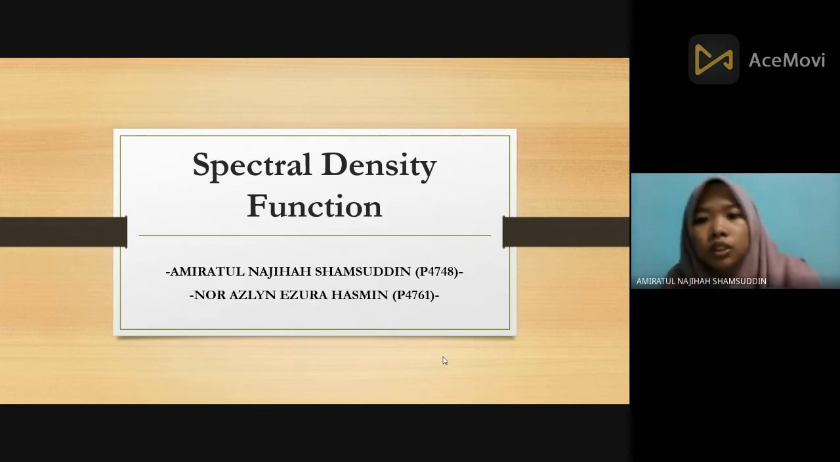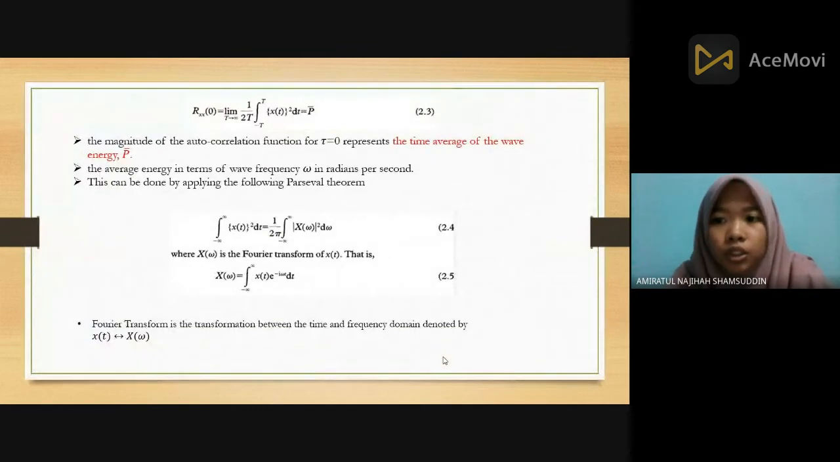So, the spectral density function is known as the process of the wave record, which contains essential information about the nature of the waves. It was shown in equation 2.3 that R_X(0) equals the limit of 1 over 2T times the integration of x(t) squared with respect to t. This is the autocorrelation function for tau equal to 0, which represents the time average of the wave energy, which is p bar.